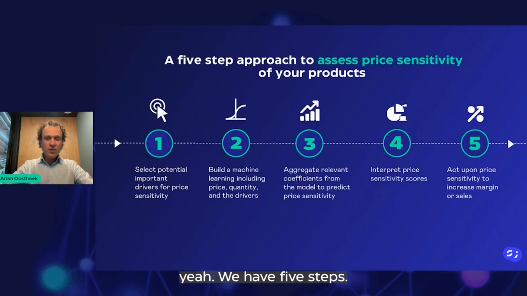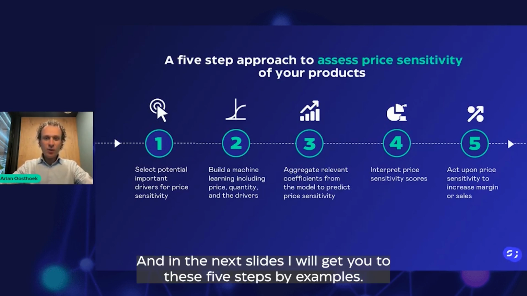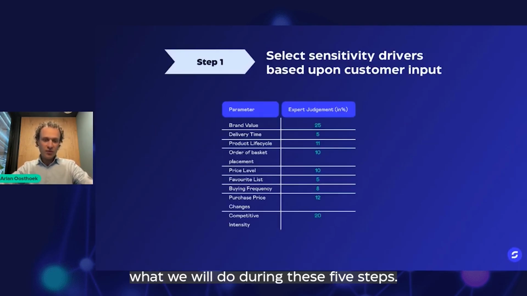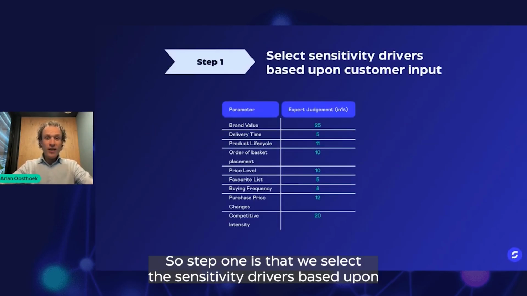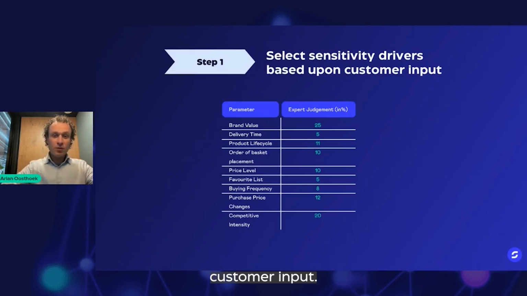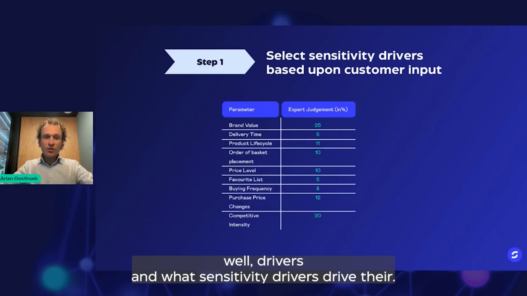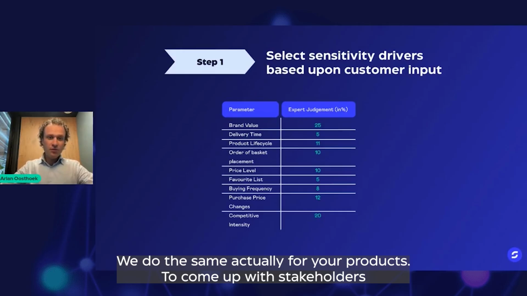Yeah, we have 5 steps, and in the next slides I will take you through these 5 steps by examples, what we will do during these 5 steps. So step 1 is that we select the sensitivity drivers based upon customer input. Similar to the situation where Roy just explained what sensitivity drivers drive beer, we do the same for your product.